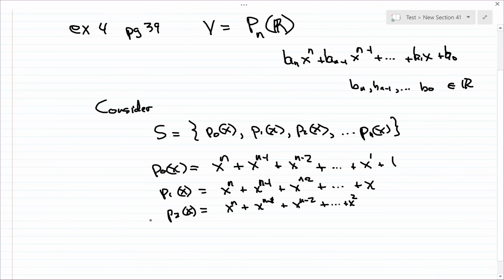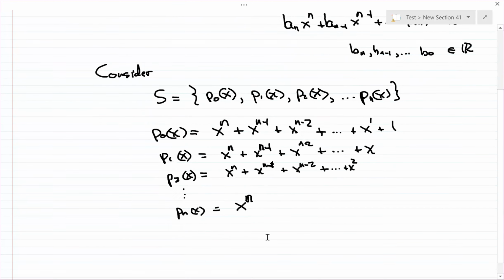And so you can look at the index, it's telling you when you have P1, the last term is x to the 1. When you have P0, the last term is x to the 0, which is just 1. When you have P2, the last term is x squared. When you get down to Pn, then the last term will be x to the n. So then you just have x to the n. Okay, so this is the collection of the p's.